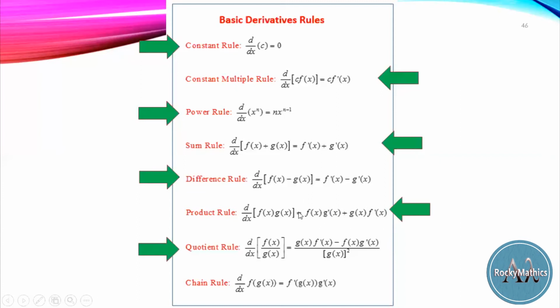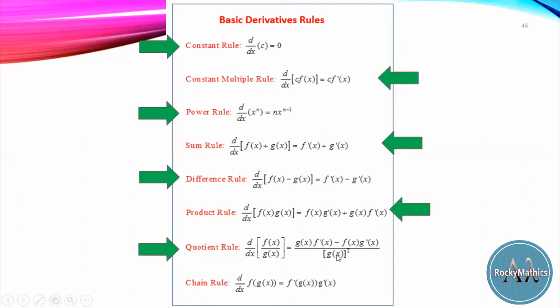Then the next one is the quotient rule. The quotient rule is used if we are asked to find the derivative of the quotient of two functions, let's say f of x over g of x. So we have a mnemonic device to remember this formula. First, you look at the denominator. So the denominator is g of x. Then you square that denominator, okay?